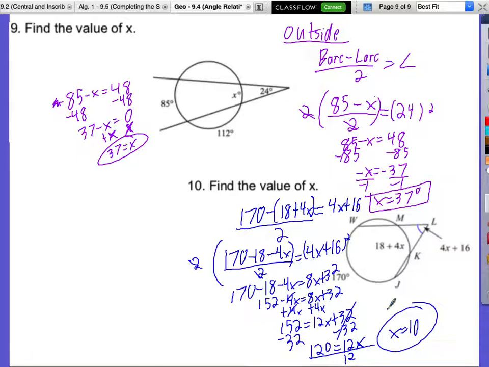So once again, the bulk of this section is just focusing on where our vertex is. Once you know where the vertex is, that tells you how to set it up. Questions on this section?